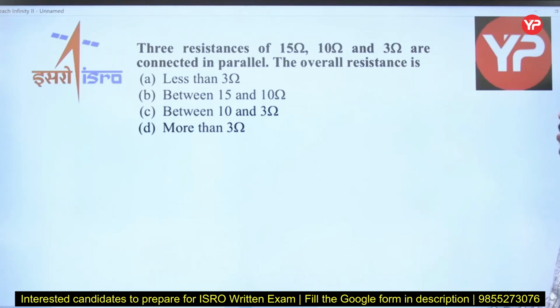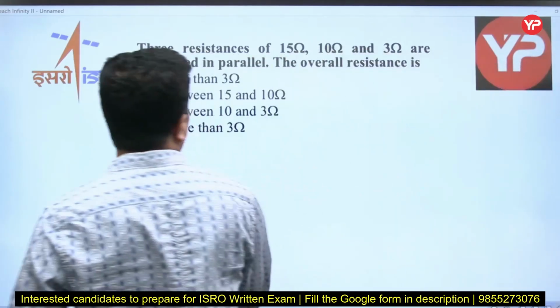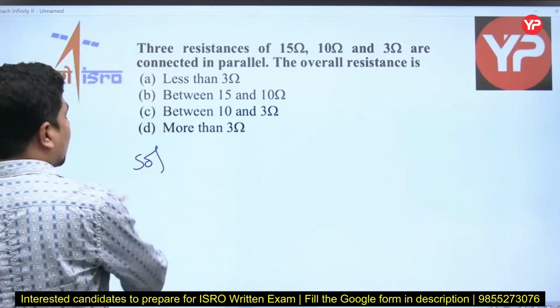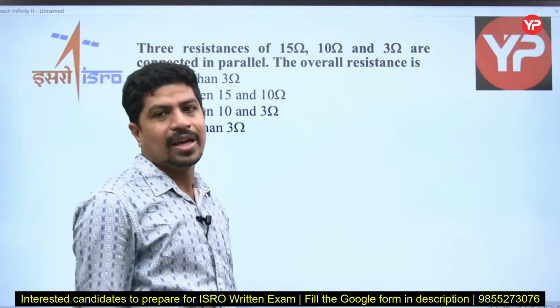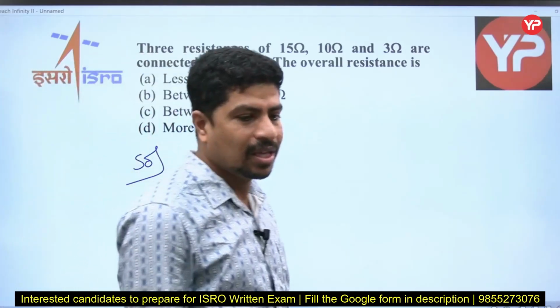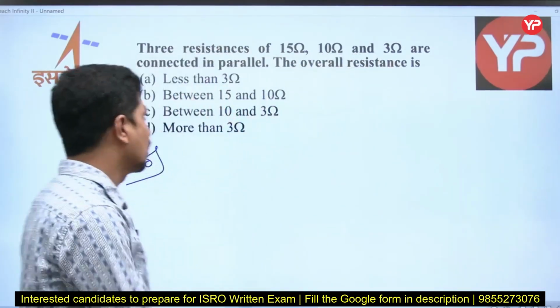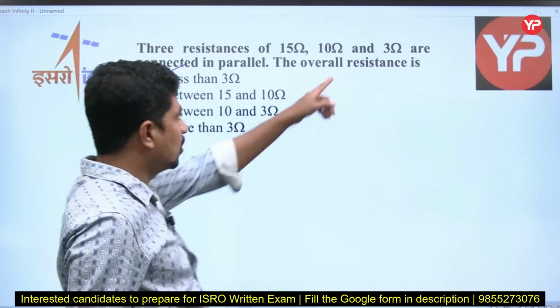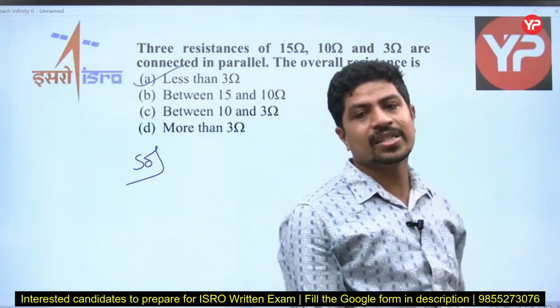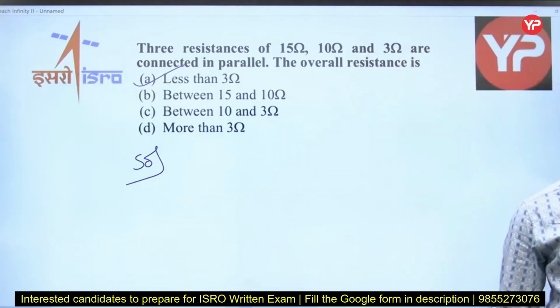Three resistances, 15 ohm, 10 ohm and 3 ohm, are connected in parallel, and the overall resistance is... This is a direct question. Whenever resistances are connected in parallel, the resultant resistance will be less than the least value of the resistance. Therefore, the answer is less than 3 ohms.